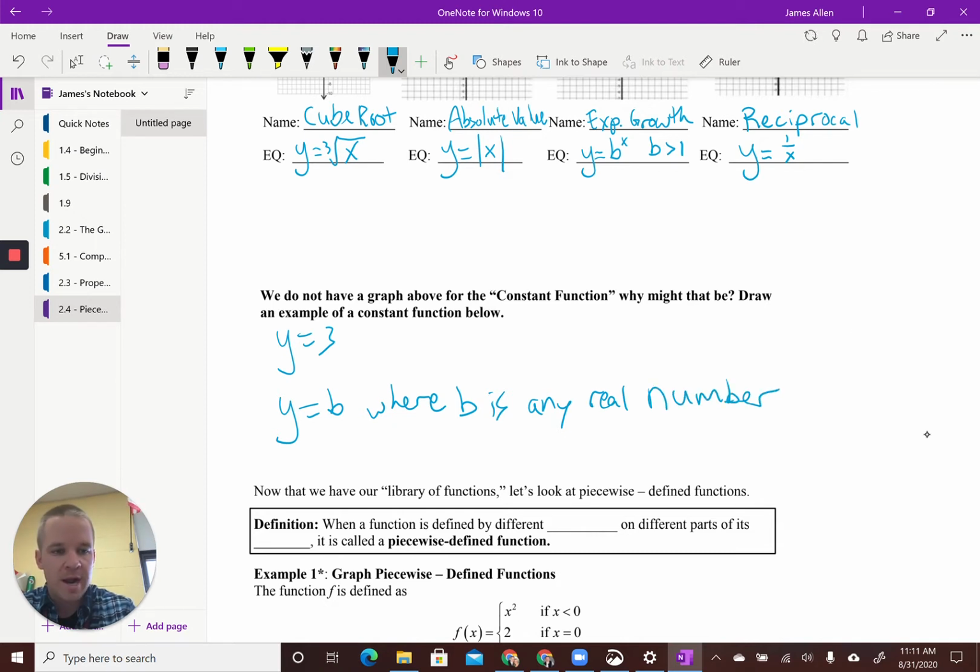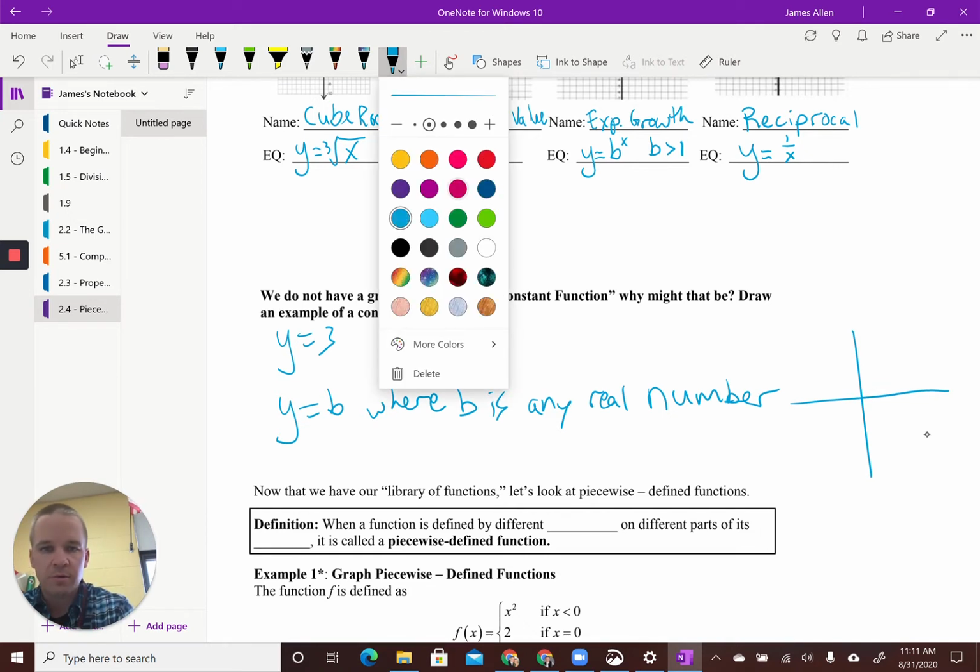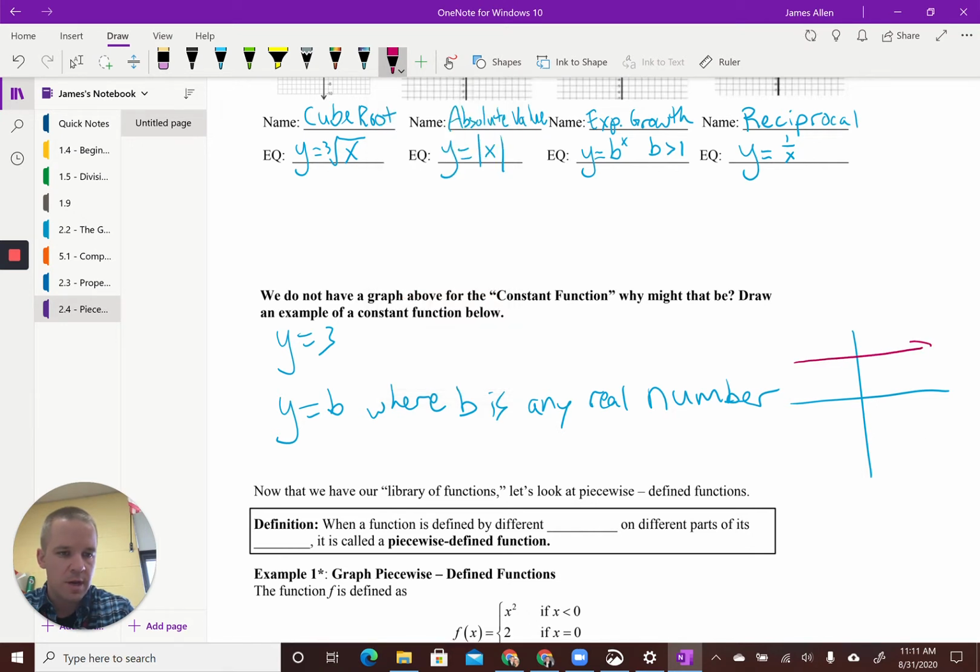And an example of a graph would be something like this. I'll change marker for the actual graph. Just when I said y equals 3, 1, 2, 3, boom, that would be 3. All right, so it's a horizontal line. That is our constant function, right? Y equals some number, any real number. Cool.